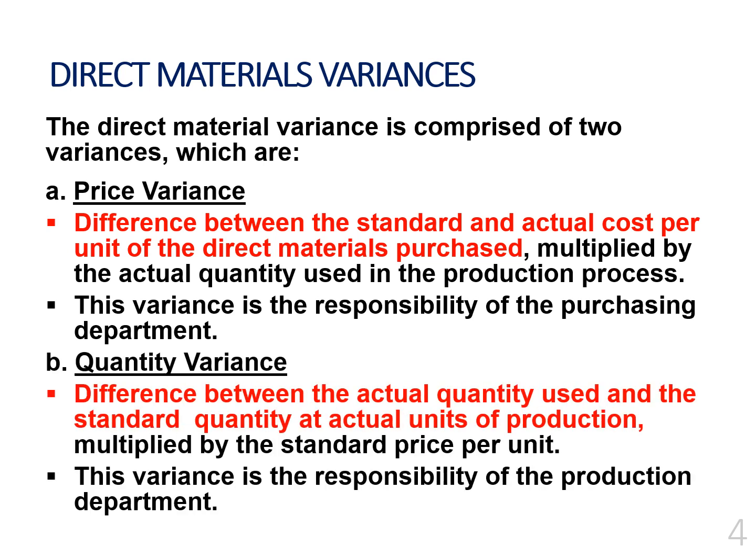Secondly is the quantity variance. Quantity variance is the difference between the actual quantity used and the standard quantity at actual unit of production, multiplied by the standard price per unit. This variance is the responsibility of the production department.